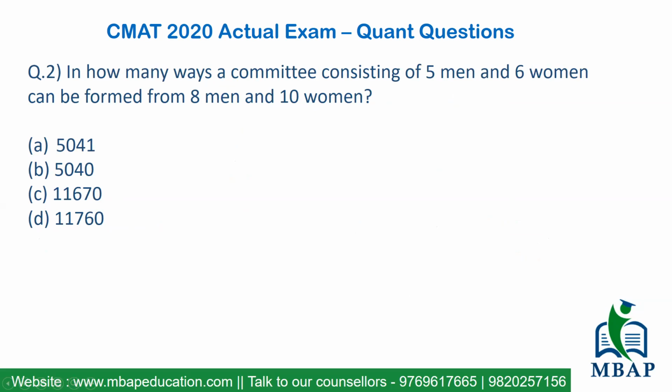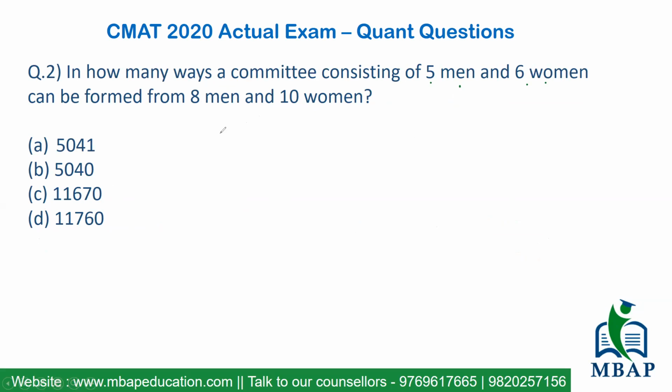This is an actual CMAT 2020 question. Let's see how you solve this question. The question is, in how many ways can a committee consisting of 5 men and 6 women be formed from 8 men and 10 women? The number of women is 10, the number of men is 8, right?